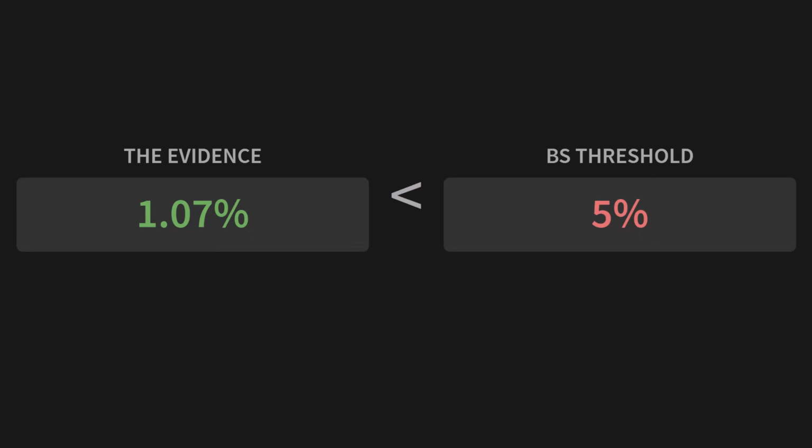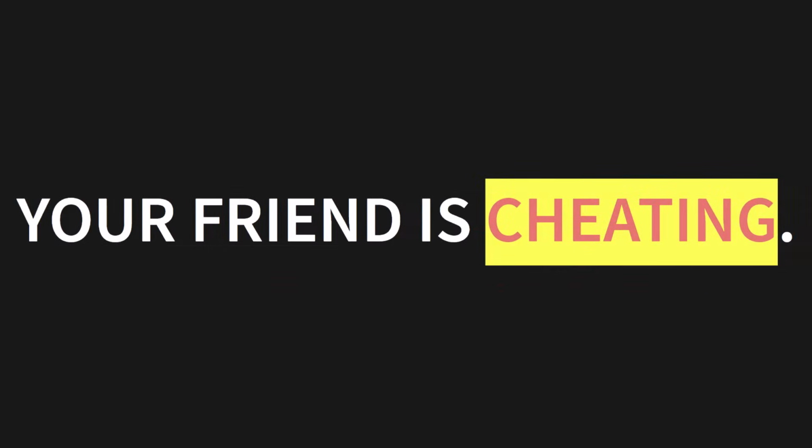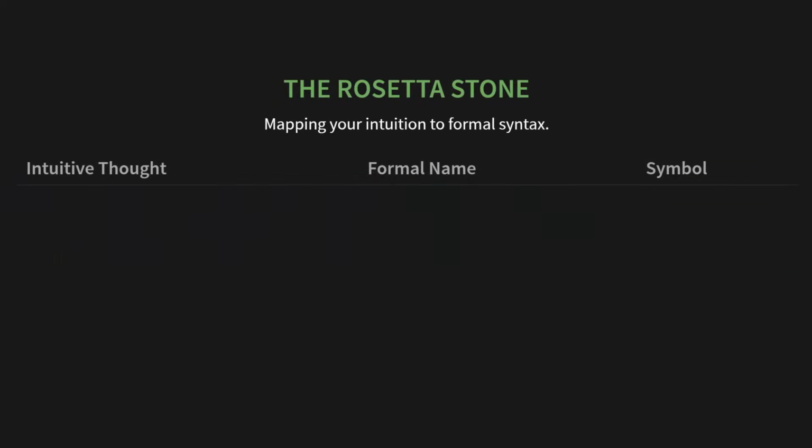So is 1.07% less than 5%? Yes, it is. The result is impossible enough to reject the fair coin idea. Your friend is cheating. Now, here's the aha moment. What you just did, that entire intuitive process, is hypothesis testing. You just used different words for it.